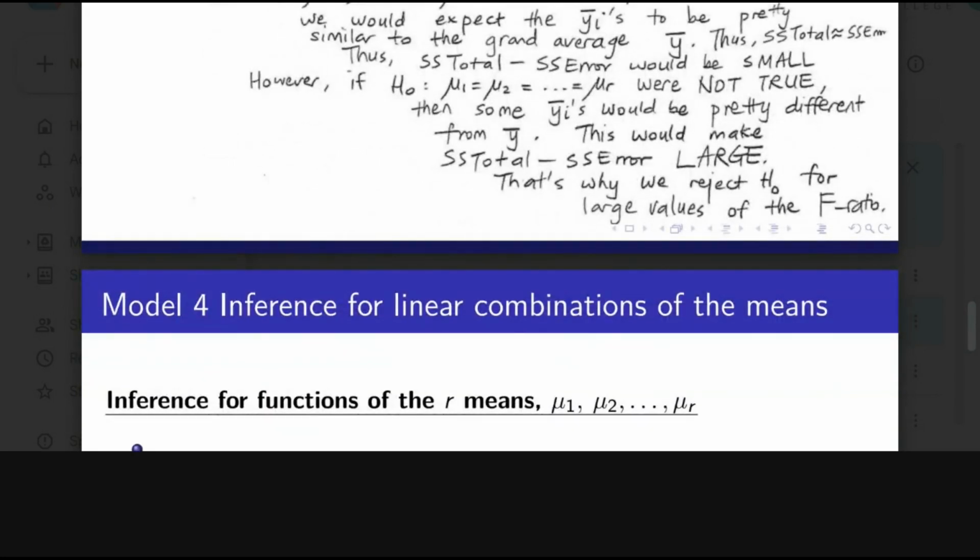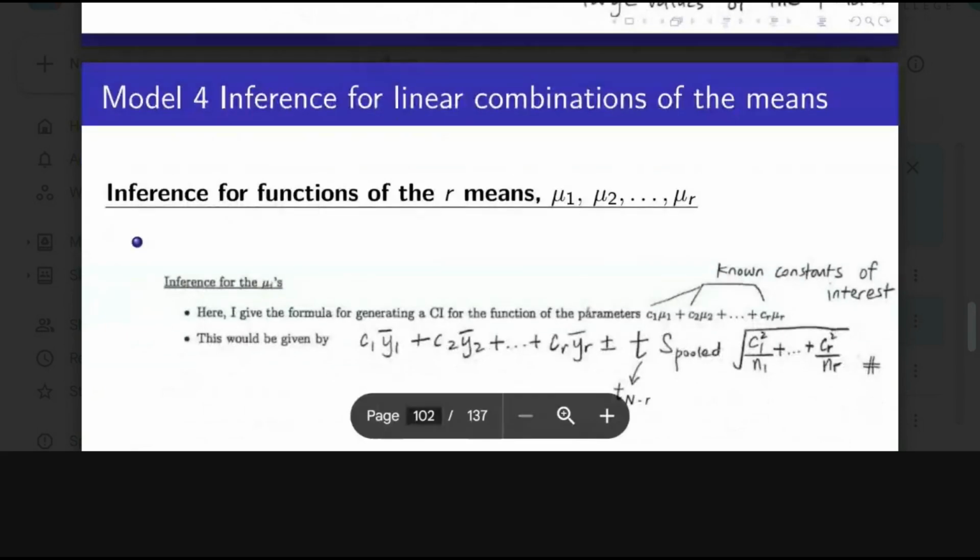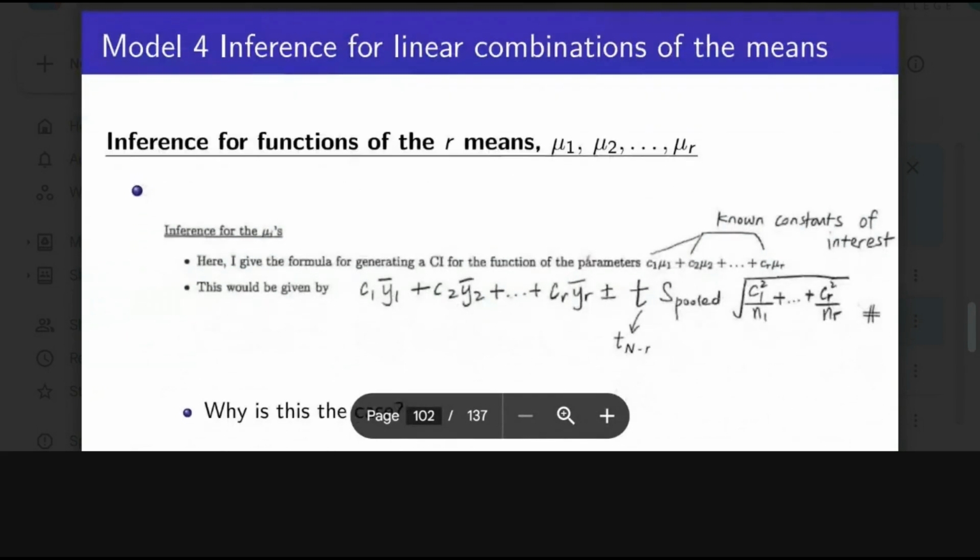Okay, I want to look at what you can do after we have done the omnibus test, as they call it, the test that compares all the means. Fine and good. We've rejected the null. Don't you want to know which means are different? So I'm going to teach you a very general formula, which you can copy down first.